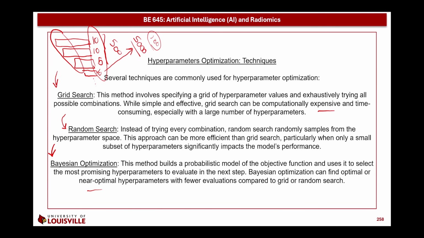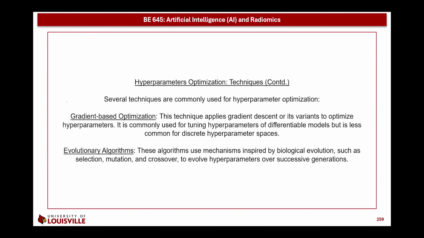use Bayesian optimization. More techniques: gradient-based optimization, which applies gradient descent or its variants to optimize the hyperparameters. It's commonly used for tuning hyperparameters of differentiable models, but is less common for discrete hyperparameter spaces.